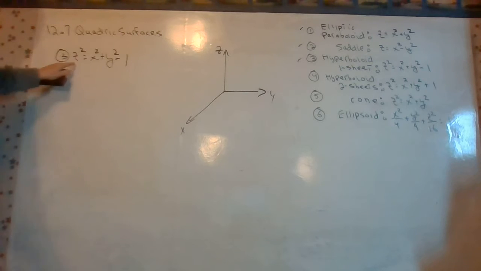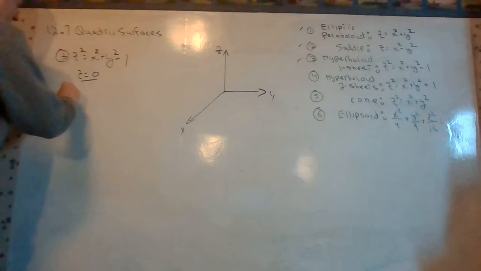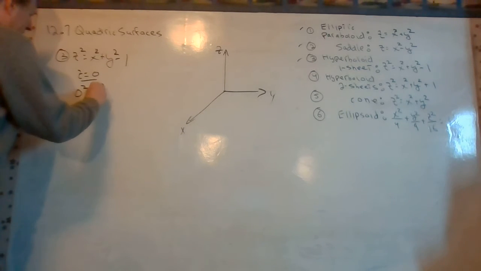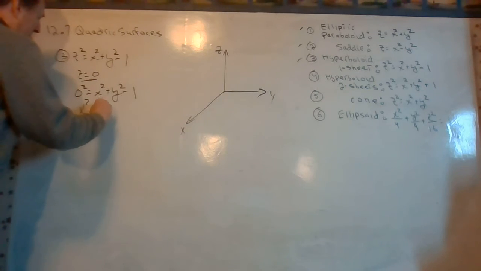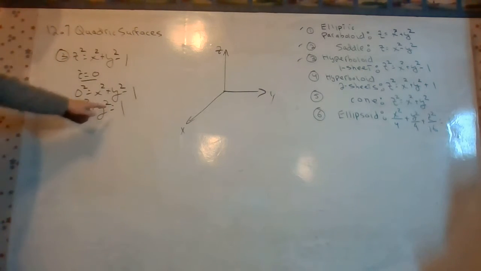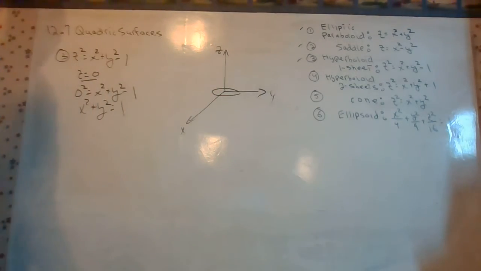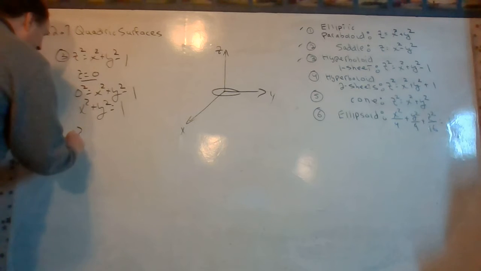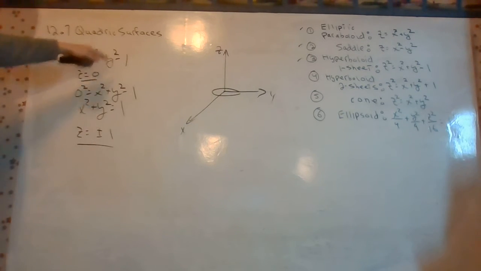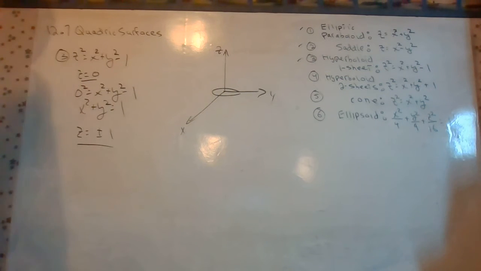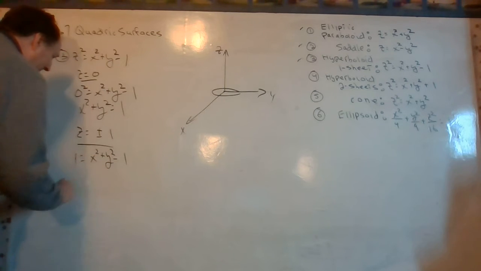Here's how we're going to graph it. Let's start off at z equals 0. Plug in 0. That's a circle of radius 1. Now let's suppose we do z equals plus or minus 1. Either one gives us the same outcome. Negative 1 squared is 1. So we end up with 1 is x squared plus y squared minus 1.